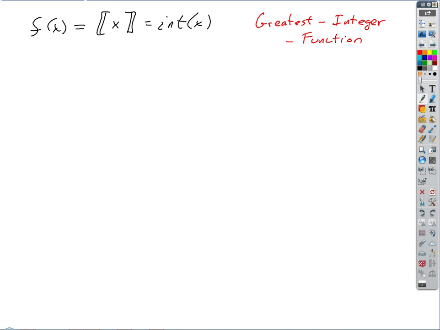Got some assignments up for 1.4. I want to just give you a little bit of extra background, fill in a couple blanks, and then you're good to go.